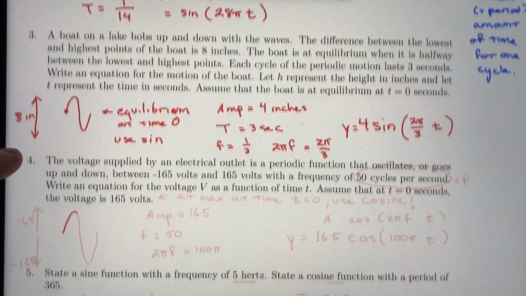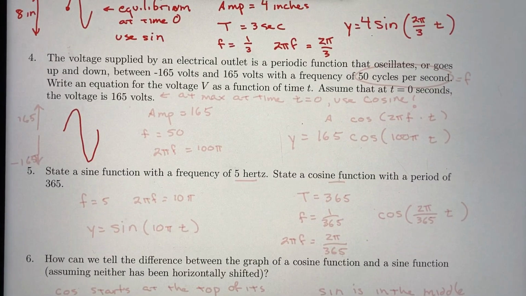All right, this one going from negative 165 to positive 165 means the amplitude is 165. Okay. Frequency, 50 cycles per second. If it says cycles per second, you're talking frequency. If it says seconds, then you're talking period.